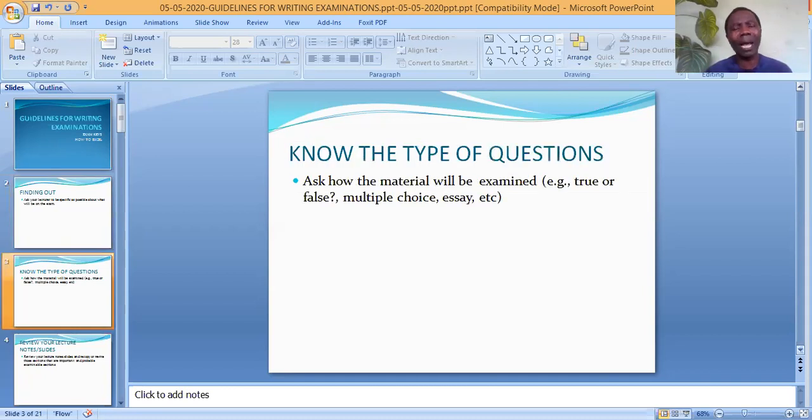And then you have to know the type of questions. We have true or false, multiple choice questions, essay type questions. You have to find out. Some of you don't ask questions. If you're a student and you are not fond of asking questions in class, please repent, okay?